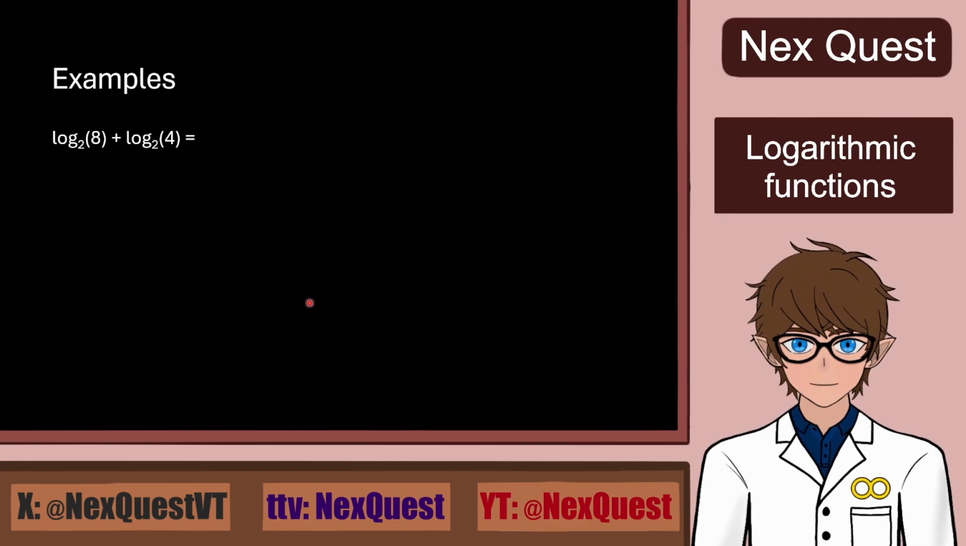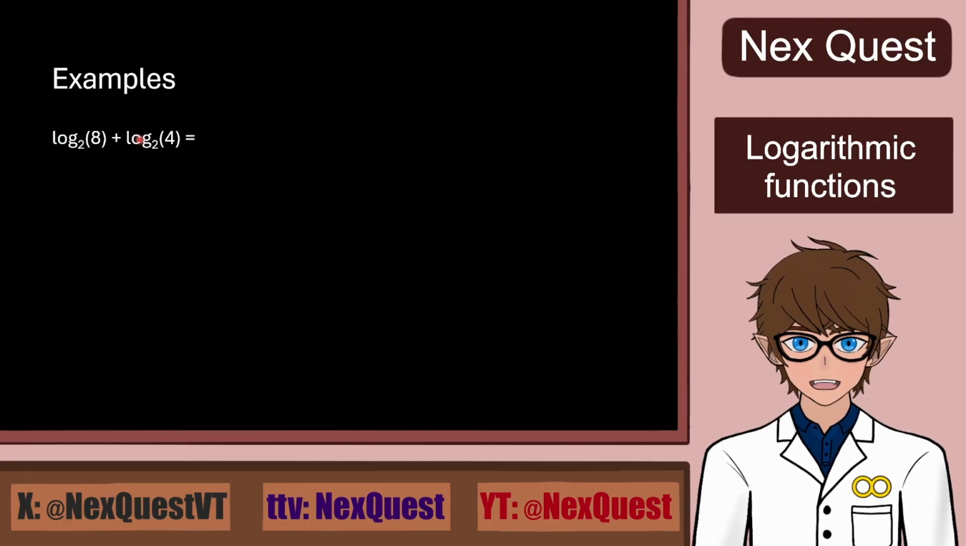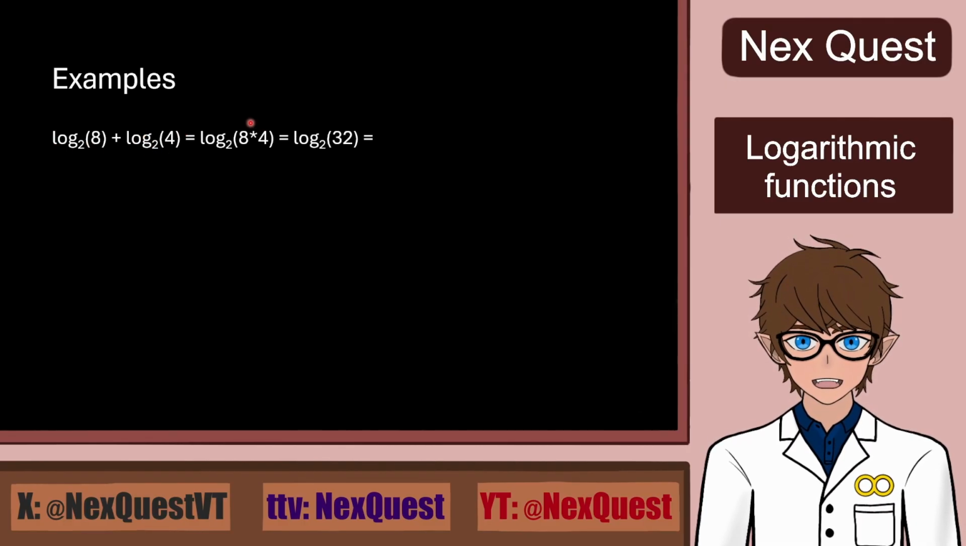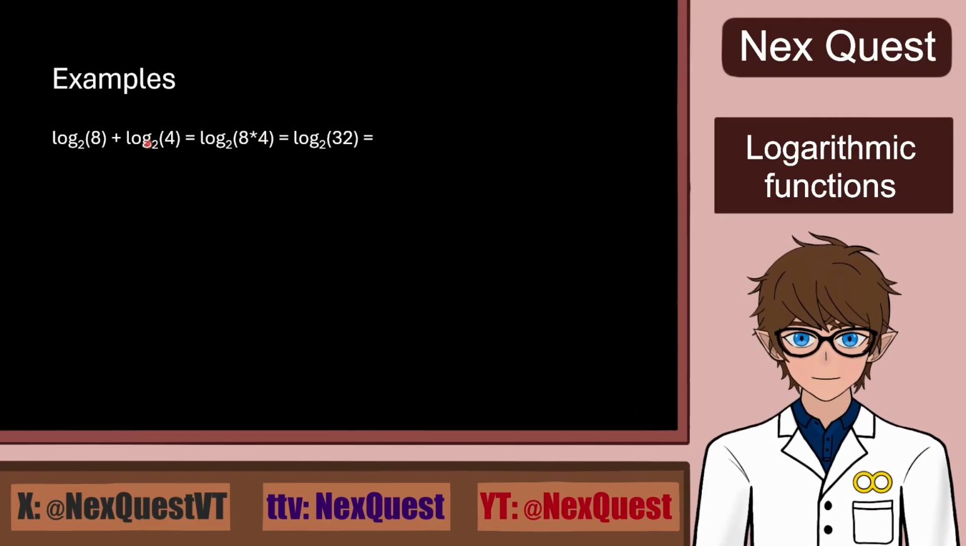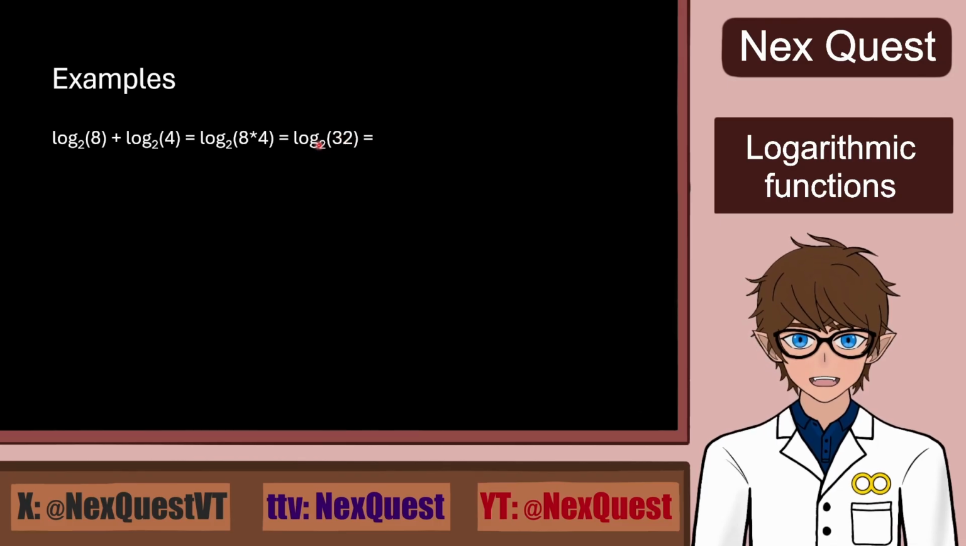For our first example, we have two ways to solve it. Either we solve the logarithms first and add or multiply the values, or we use the logarithm rules first. I'll do the latter. I'll combine them under the same logarithm. So we multiply the values inside that. We get the logarithm of 32 with a base of 2.